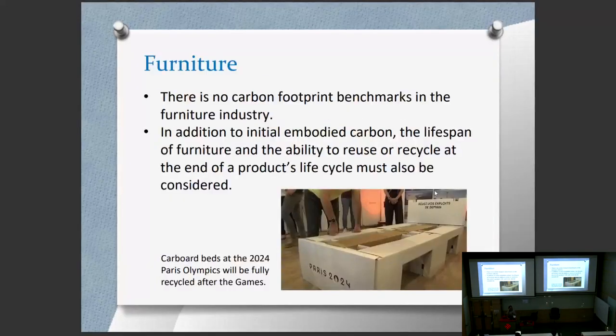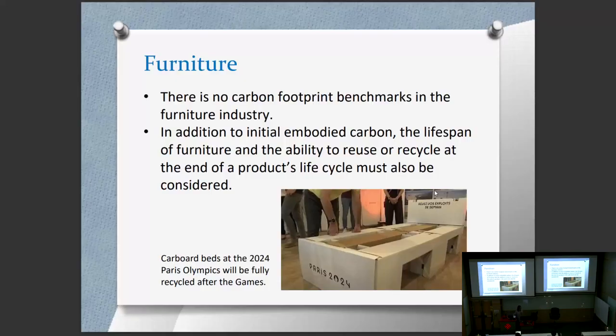And lastly is the furniture. So there is no carbon footprint benchmark in the furniture industry. In addition to initial embodied carbon, the lifespan of furniture and the ability to reuse or recycle at the end of the product's life cycle must also be considered. Okay, so how long do we use that furniture? So the longer we use it, the lower would be the life cycle embodied carbon, or the carbon footprint, of the product.